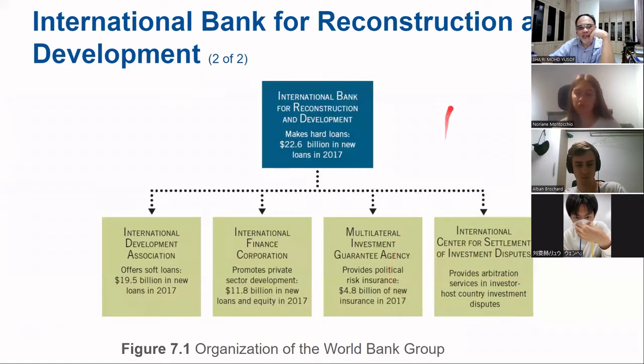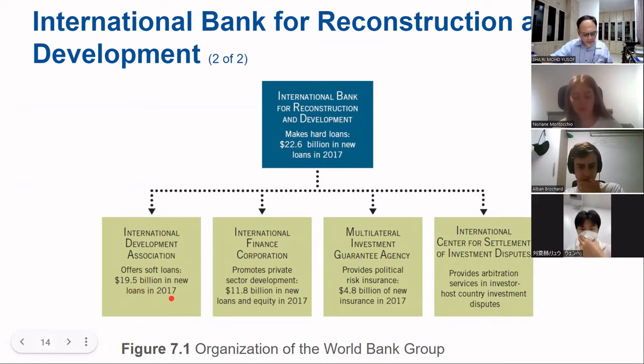Coming back to this, the World Bank's 4 major agencies or organizations. The International Development Association offers soft loans, 19 billion in new loans in 2017, especially to developing countries, for development purposes, not for some other reasons.